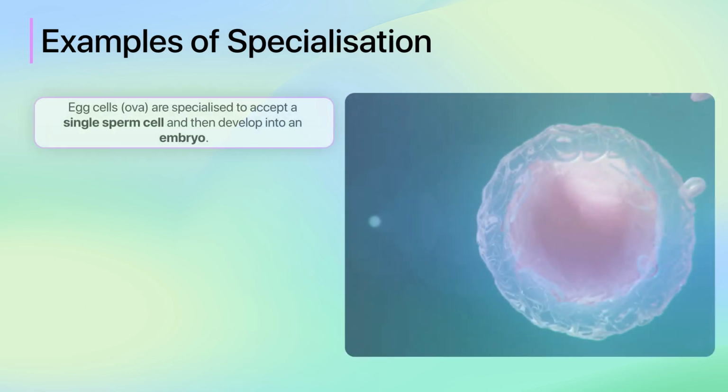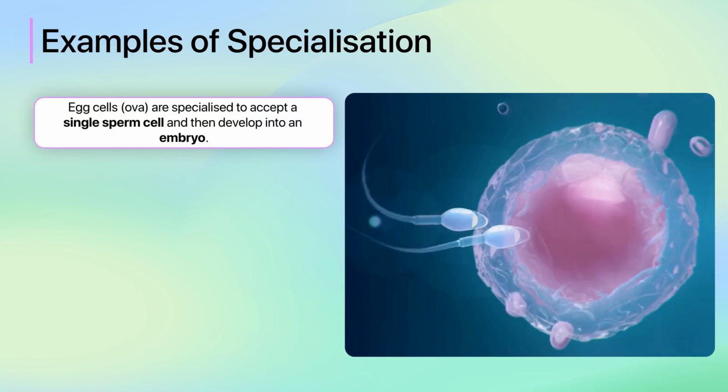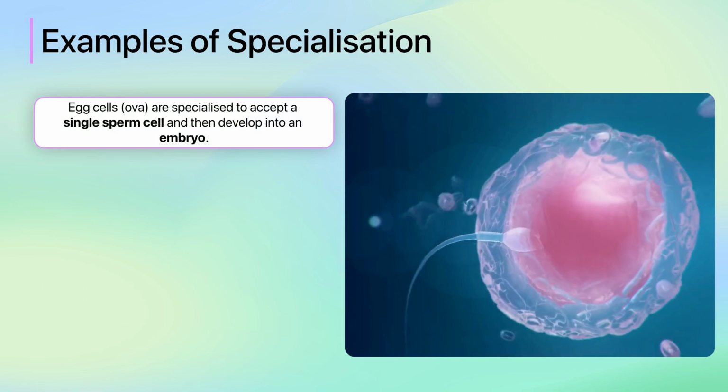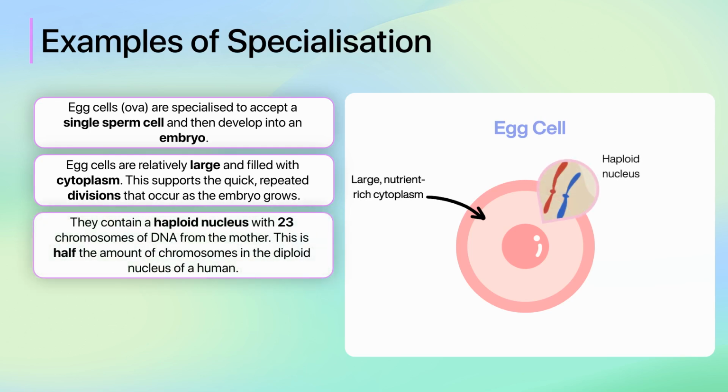Let's take a look at the second example of a specialized cell. Egg cells, or ova, are specialized to accept a single sperm cell and then develop into an embryo. They have several key features that aid their function. For instance, egg cells are relatively large and filled with cytoplasm rich in nutrients. This supports the quick, repeated divisions that occur as the embryo begins to grow. Furthermore, like sperm cells, egg cells contain a haploid nucleus with 23 chromosomes of DNA from the mother. This is half the amount of the usual chromosomes contained in the diploid nucleus of a human, which is 46.